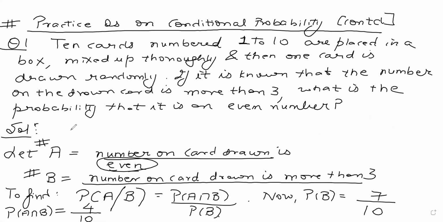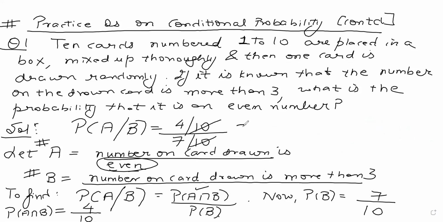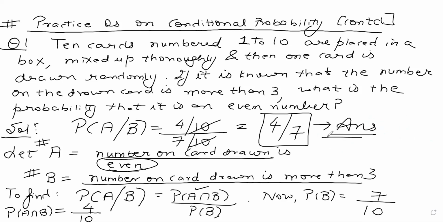Our probability of A conditional on B is nothing but probability of A intersection B, which is 4 by 10, divided by probability of B, which is 7 by 10. 10 cancels and our answer is 4 by 7. This is the final answer for this question. What we have done is we have applied the concept of conditional probability and the formula for conditional probability.